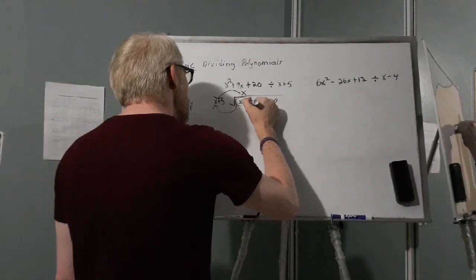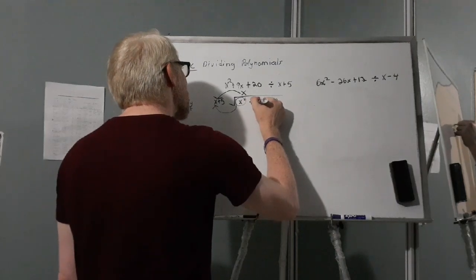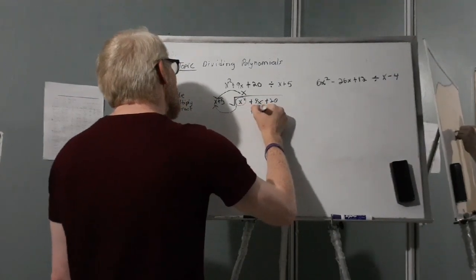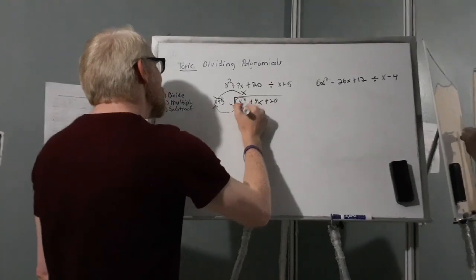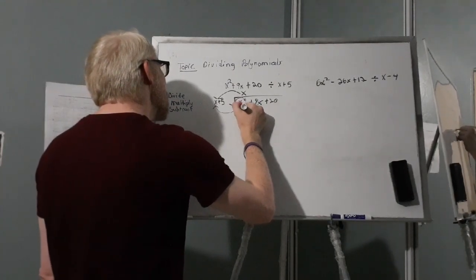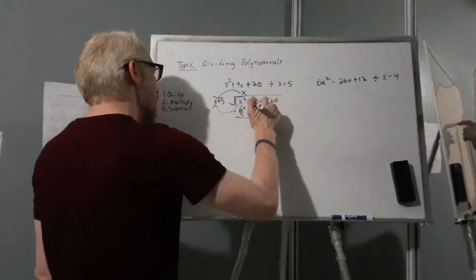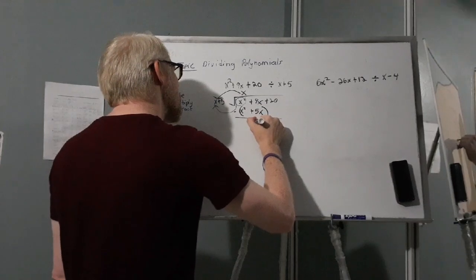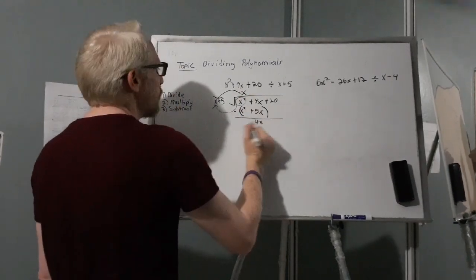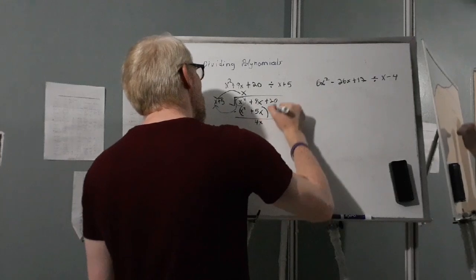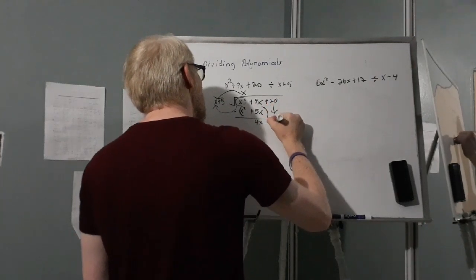Next thing we're going to do is multiply. But what are we going to multiply? Well, we're going to multiply this x by x plus 5, okay? So x times 5, and this is a plus of course, that would be 5x. And then x times x is x squared. And just like you do in any normal division, you're going to subtract. So 9x minus 5x is 4x. And of course, x squared minus x squared is 0. So then I just bring down the 20. That would be plus 20.